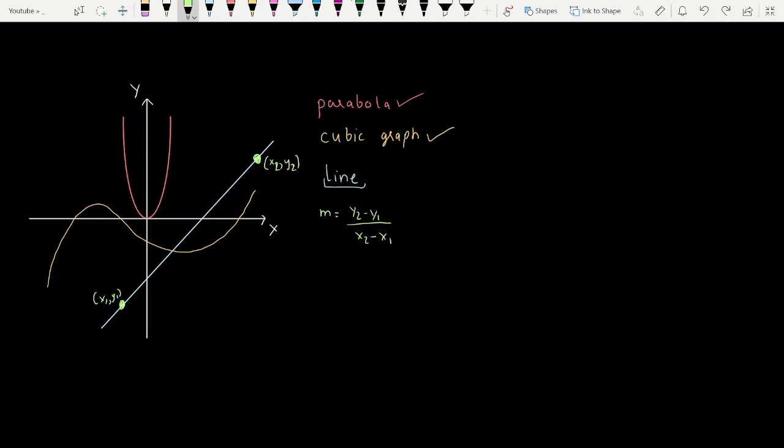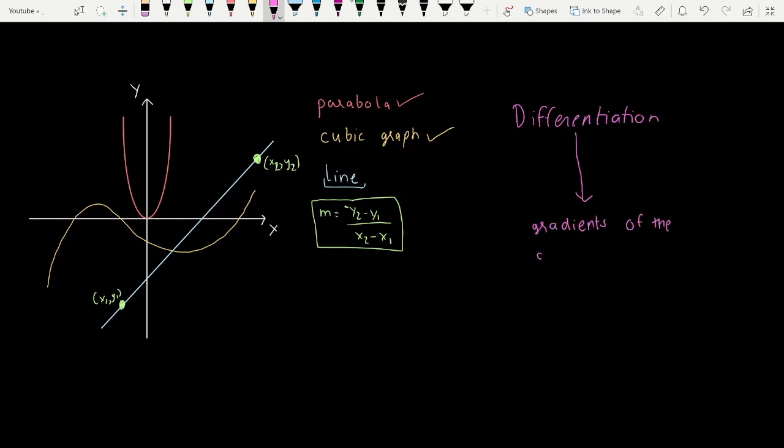So how do we find the gradient of a point on a curve, whether it's a parabola or a cubic graph or some other curve? How do we do that if we cannot use our gradient formula? Well, that's where differentiation comes in and saves your life. It's a mathematical tool that allows you to use its power and find the gradients of the different points of curves. So that's this special power of differentiation.